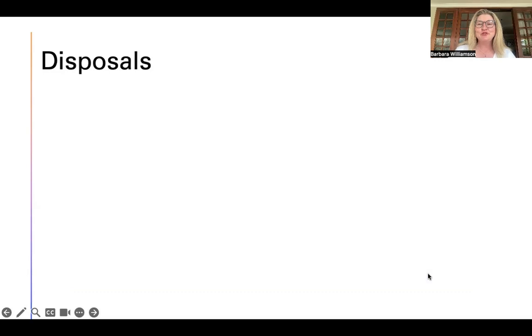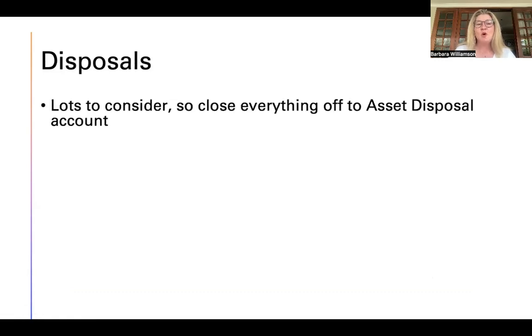So now we come to the disposals, which I know many of you find quite tricky. Quite simply, close everything off to an asset disposal account. In reality, you don't actually have to use an asset disposal account. I've seen some universities that don't use it at all. They just do a general journal entry with all the accounts as debits and credits. But for you, it is much easier to use an asset disposal account, and you are expected to know how to do it.